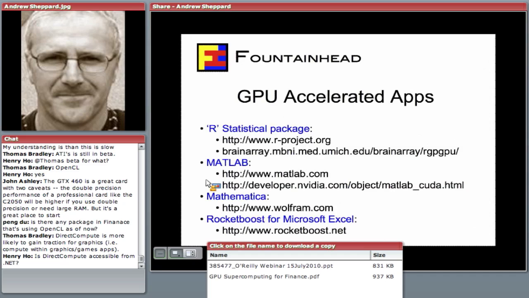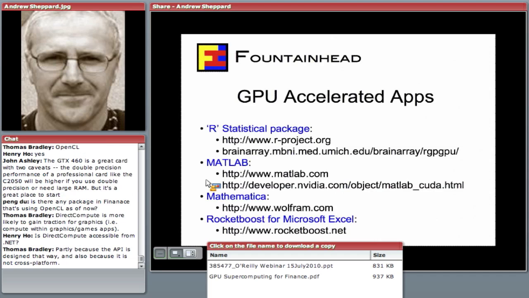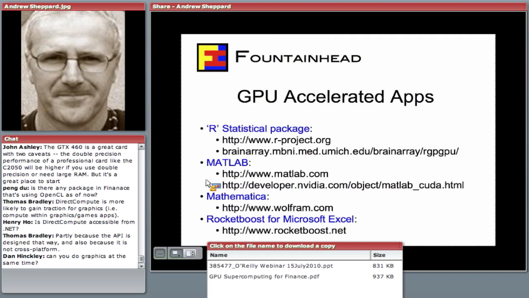And then we have a couple specific questions about packages. Are there any finance packages that are using OpenCL as of now?